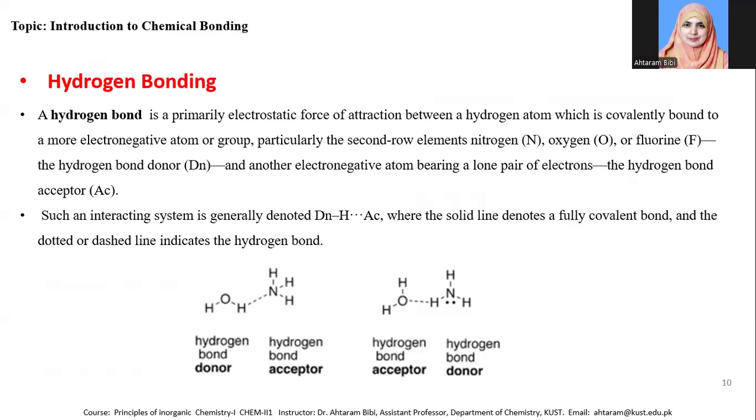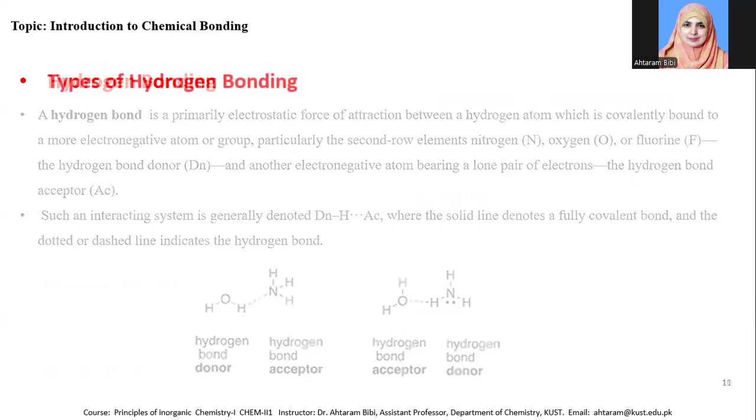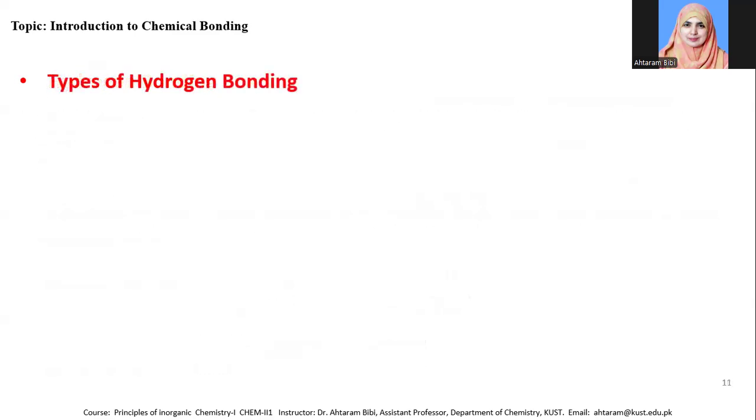An interacting system is generally denoted by the donor hydrogen, and then the hydrogen bond is represented by a dashed line with the acceptor, where the solid line denotes a fully covalent bond and the dotted or dashed line indicates the hydrogen bond. Hydrogen bonding is of two types.